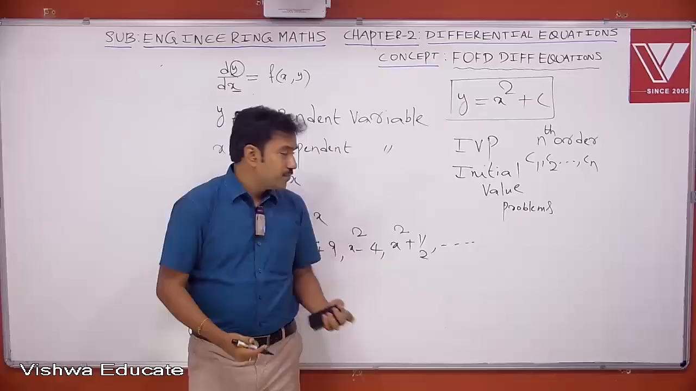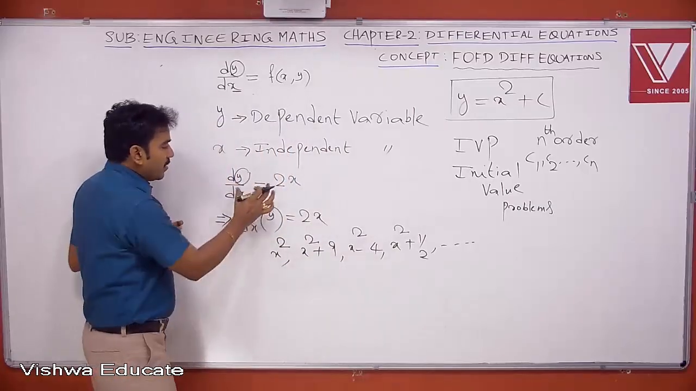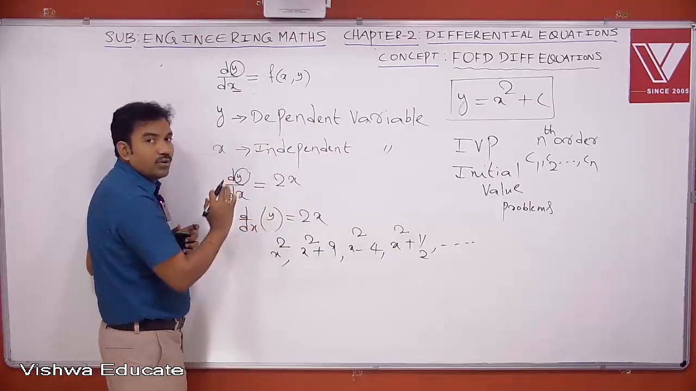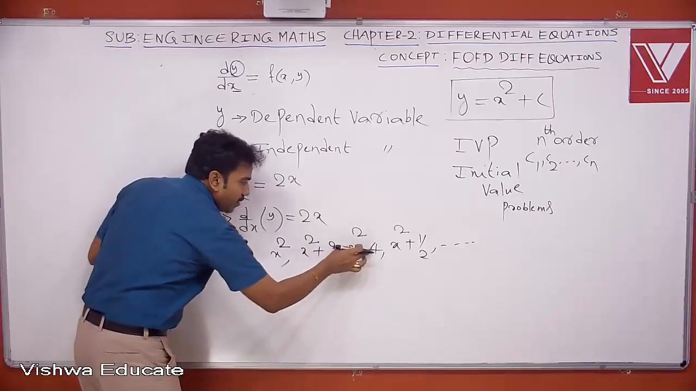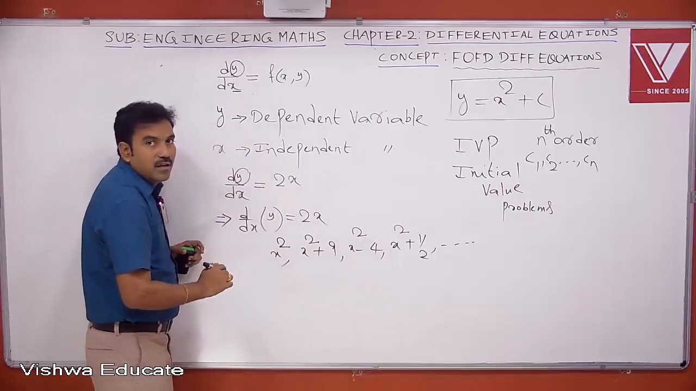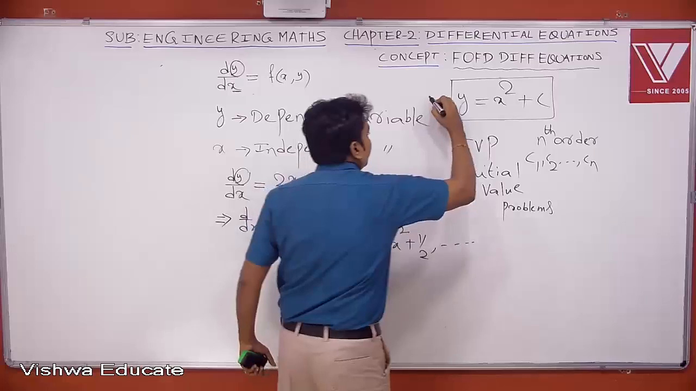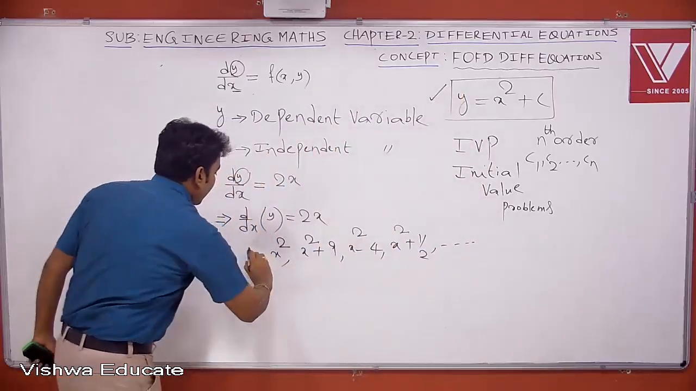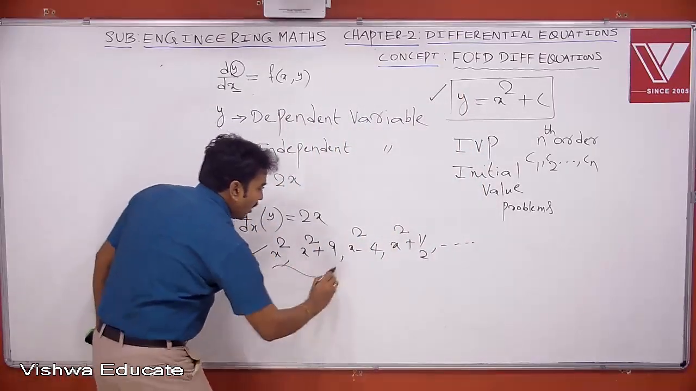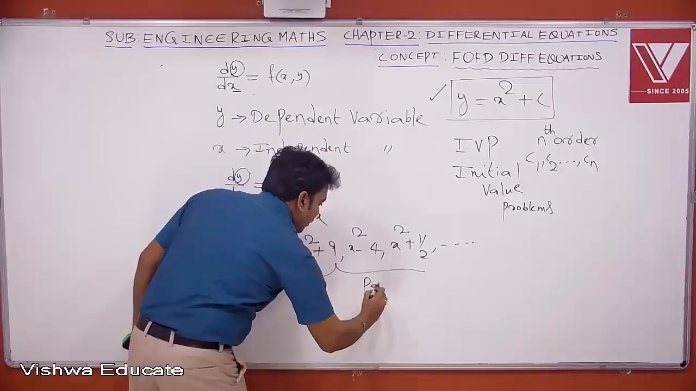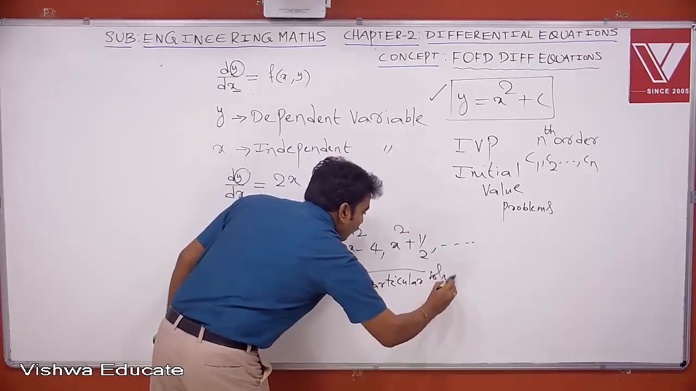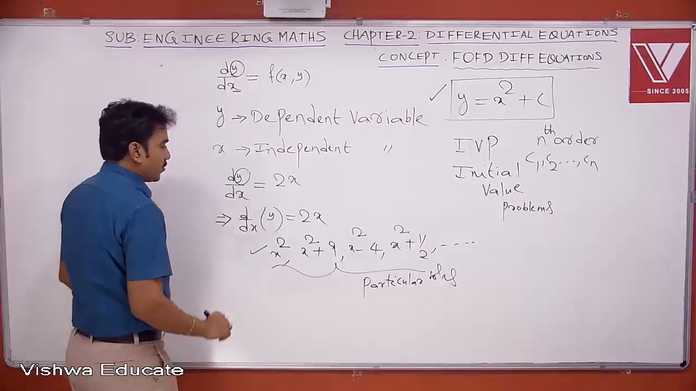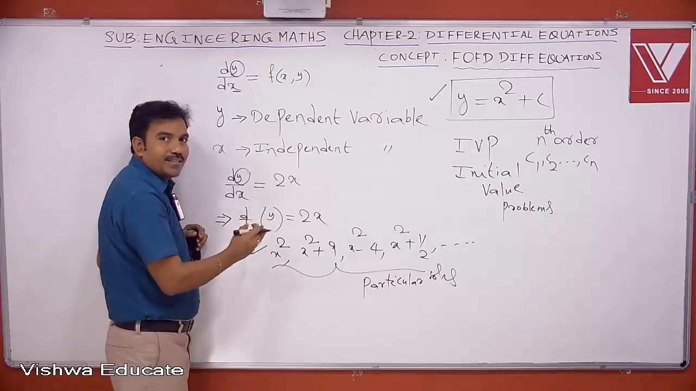Now look at the same problem. The problem is this: dy by dx equal to 2x. Now randomly I assign c values 0, 9, minus 4, 1 by 2, etc. Because my general solution is this, and all these are particular solutions. All these are particular solutions because I assigned randomly some values for c. That's why they are called particular solutions.